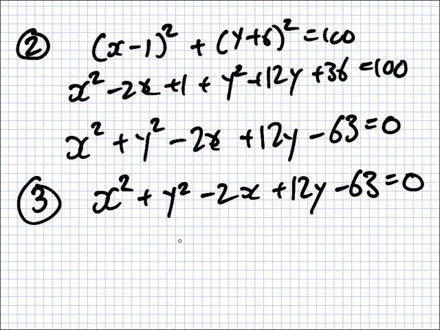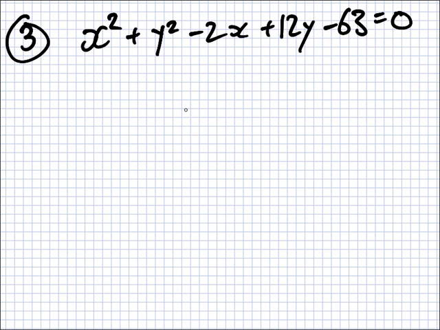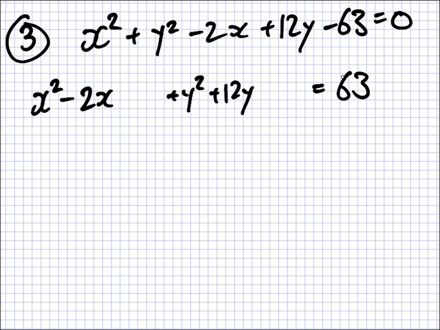Got that? Yep. So there's a couple of ways to do it, whichever you prefer. The first thing I'd like to do for these is group the x's together firstly. Leave a little bit of a space. Put the y's. Leave a little bit of a space. And bring that 63 to the right, because you're going to need a number on the right.